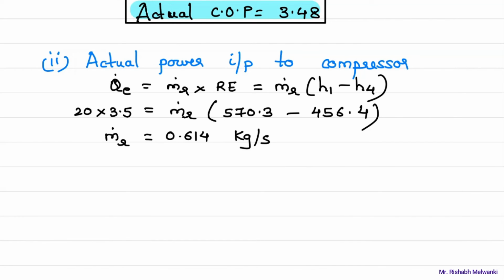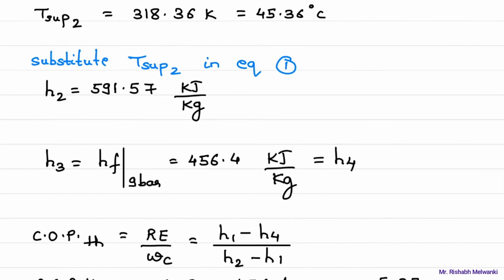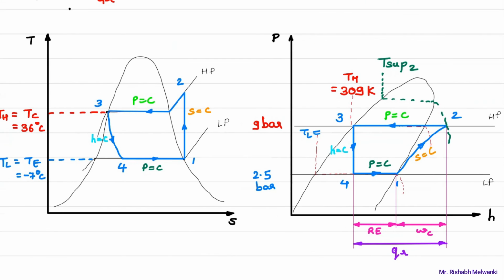Now what will be the next step? We have to find the actual power input to the compressor. So what will be the power input to the compressor? W dot C will be equal to m dot R times higher enthalpy H2 minus lower enthalpy H1. We have to see the compression process on the pH diagram. So what is the compression process over here? 1 to 2. So higher enthalpy is H2, lower enthalpy is H1.